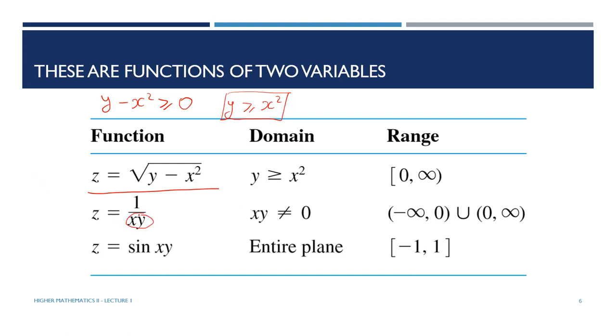There is another example, 1 over xy. This one is in the denominator, so the denominator cannot be 0. So 1 cannot be divided by 0. We will say xy cannot be equal to 0. So that is the domain.